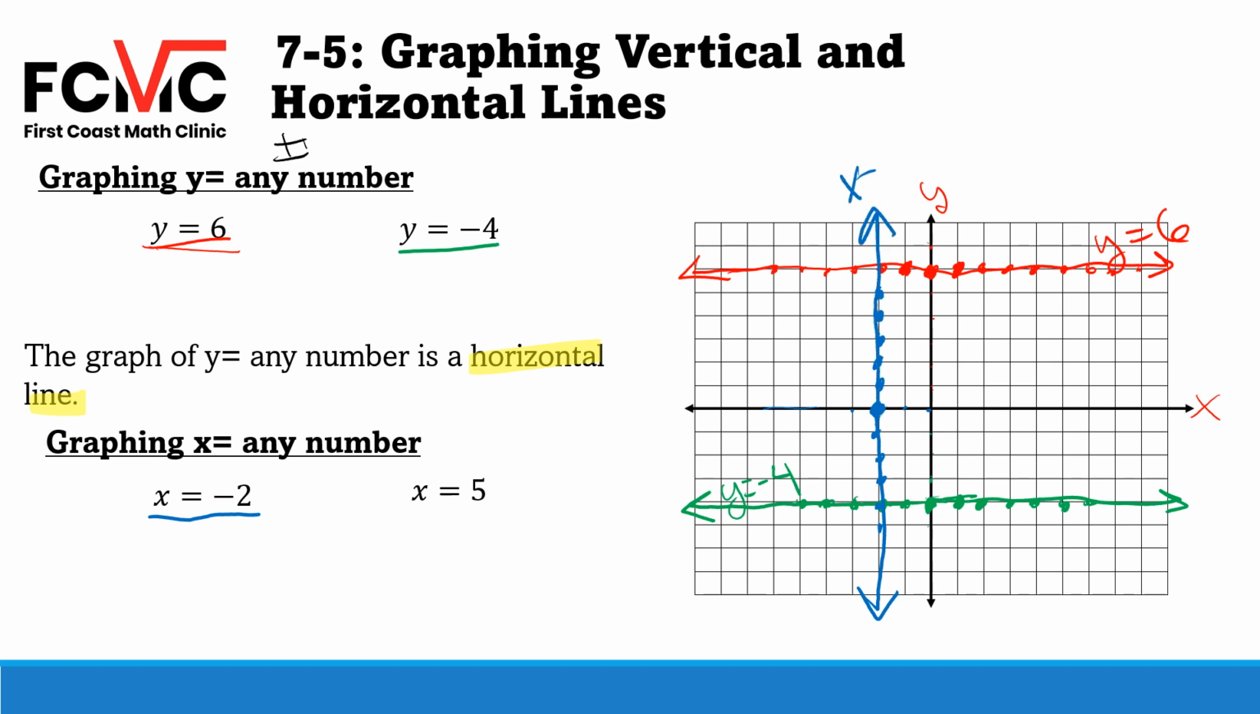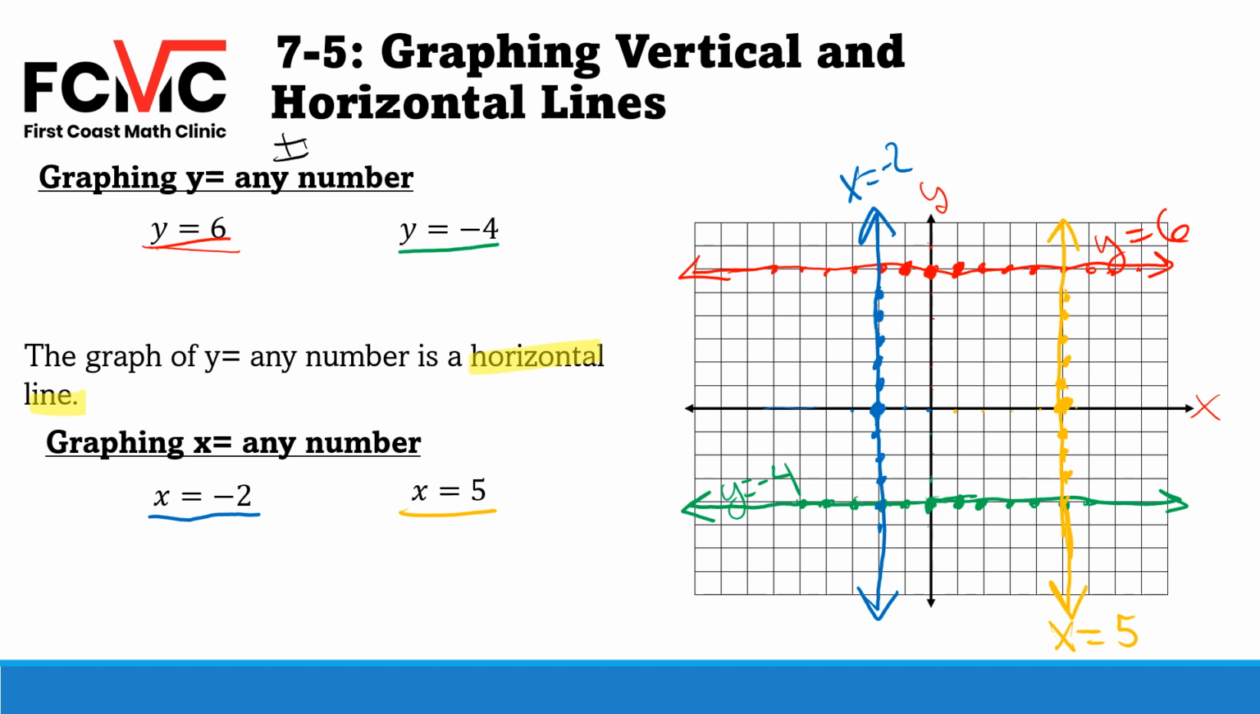And let's do x equals 5. So I'll find 5 on the x-axis. 1, 2, 3, 4, 5. So I want all my x values to equal 5. So I'm going to go up, because each one of these points, x is equal to 5. And I'll go down. Again, each one of these points, x is equal to 5. So I'll connect those points. And this is my graph for x equals 5.